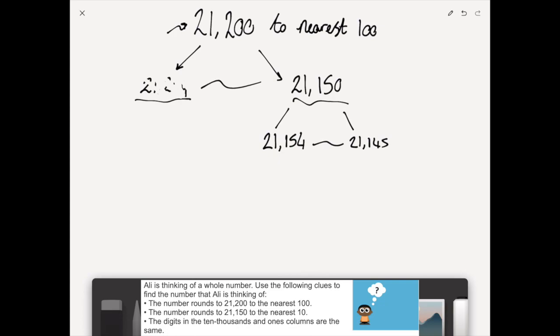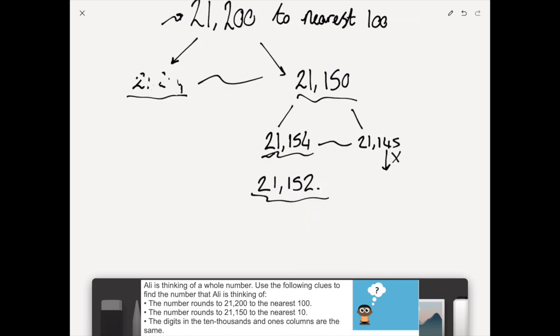Okay, and then it says the digits in the 10,000s and the ones column are the same. Well, the 10,000s at the moment is a 2. So it has to have a 2 in it. So it must be 21,000. And then I will work it out. You've probably beaten me to it already, but my brain is not in gear today. So if you had any of those, 142, it would round down. So it can't be those, so it must be from this one, 21,152. Okay, so 21,152 is my prediction.